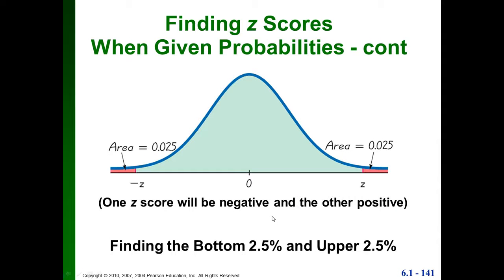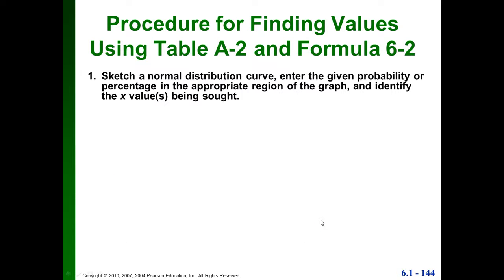How about this one? This one is between the two, right here. So what we do is say second inverse norm 0.025, or go to the tables. You're going to get negative 1.96. Because this normal distribution is perfectly symmetrical, that's also going to be 1.96 right there. And that's going to be your answer.